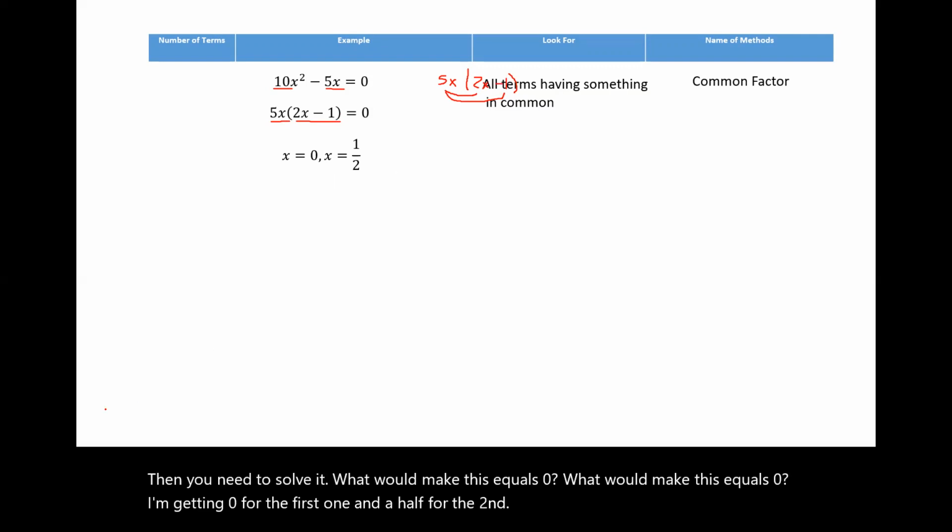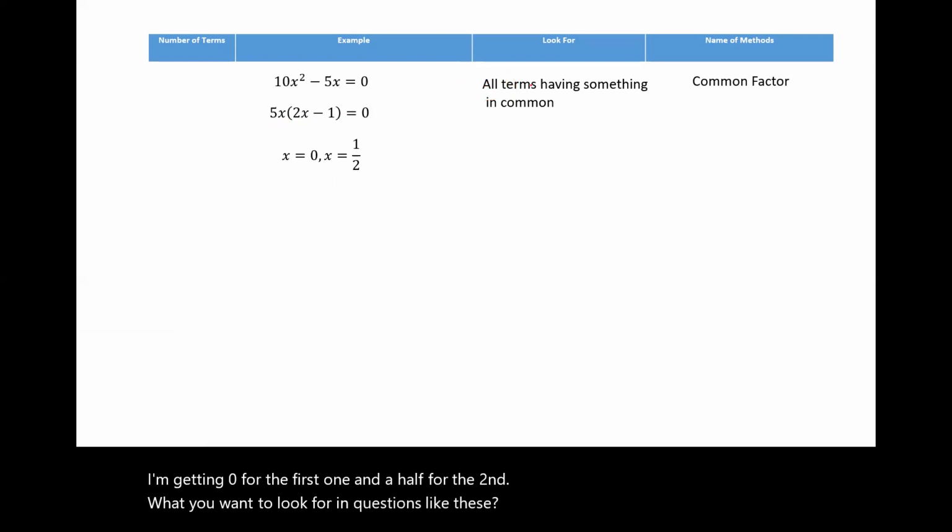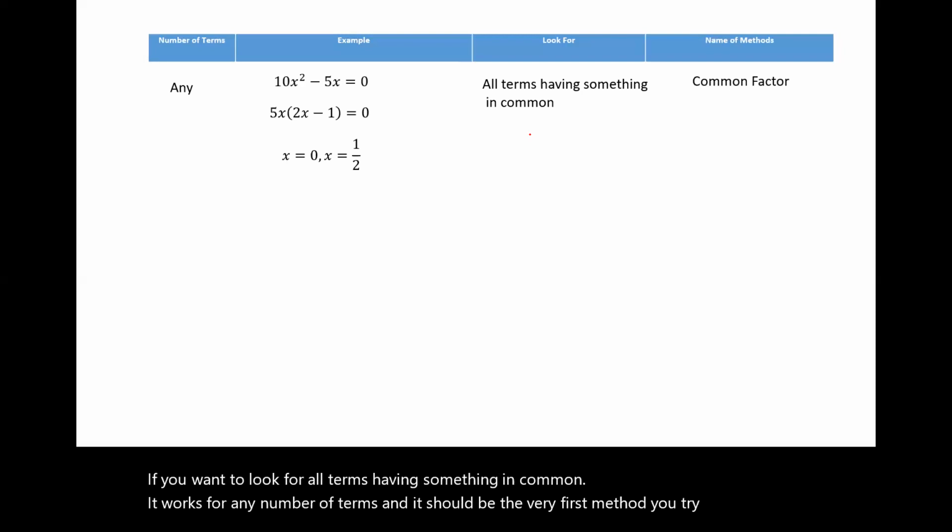What you want to look for in questions like these is you want to look for all terms having something in common. It works for any number of terms, and it should be the very first method you try every single time.